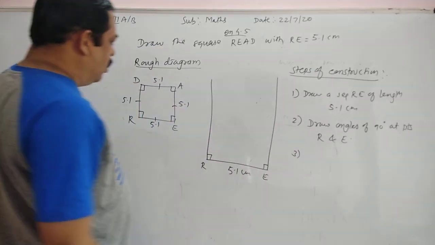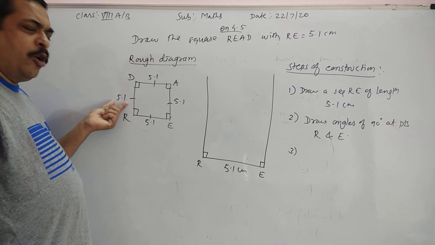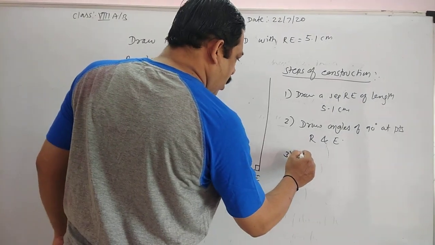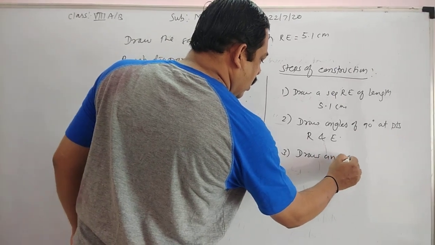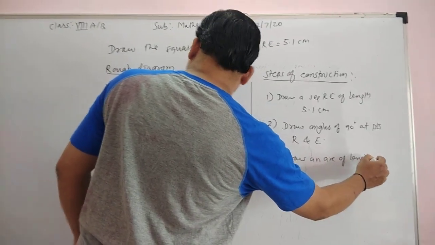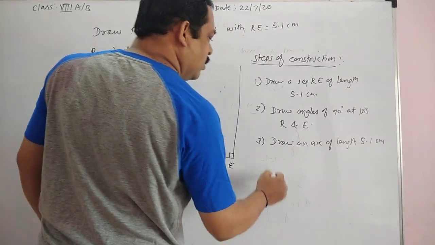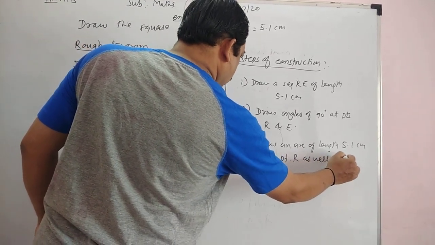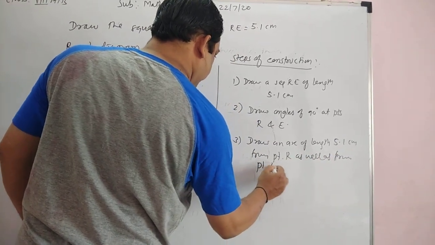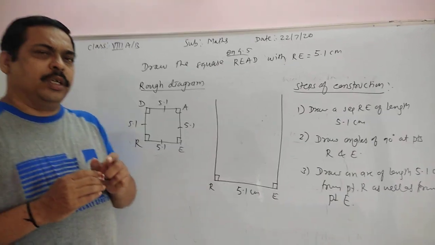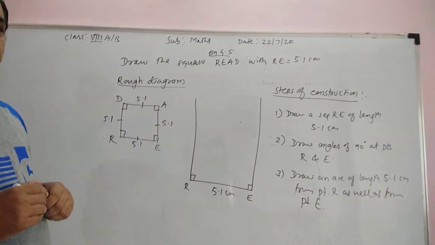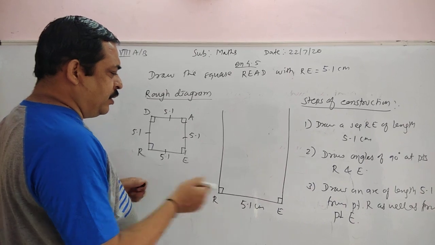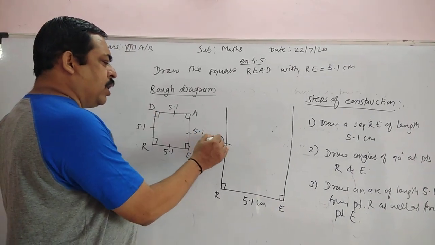Then step number 3. By taking the distance 5.1 in compass, by putting the tip of compass at point R, draw an arc of length 5.1 centimeter from point R as well as from point E. You have to take the distance 5.1 in compass by keeping the tip of compass first at point R and then draw an arc of length 5.1. Suppose it intersects here, that point we get is point D.